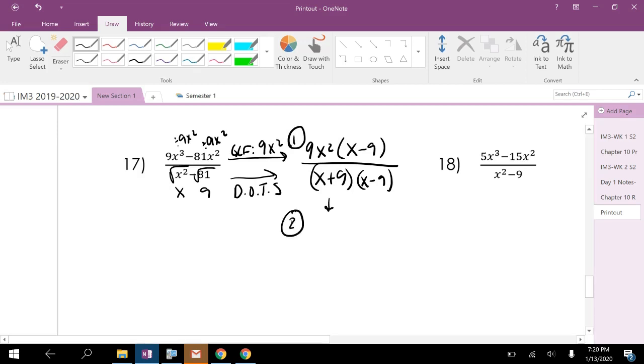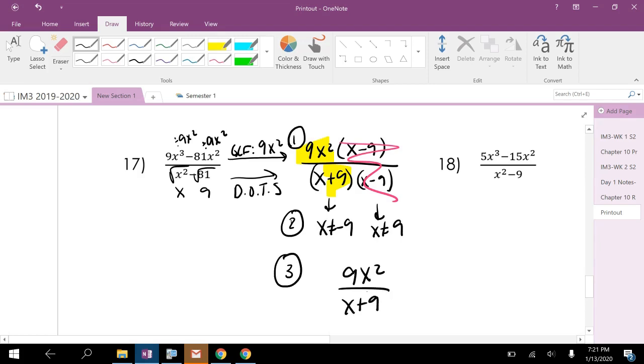Step 2, list the excluded values. X cannot be negative 9 and x cannot be positive 9. Go ahead and cross out what you can, gone, and look what's left over, and we're done. So my final answer is 9x squared all over x plus 9. Done.